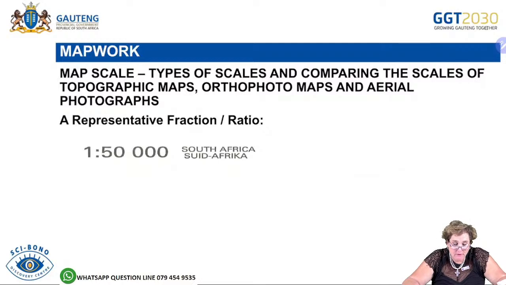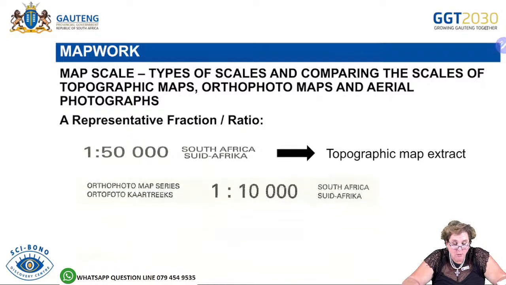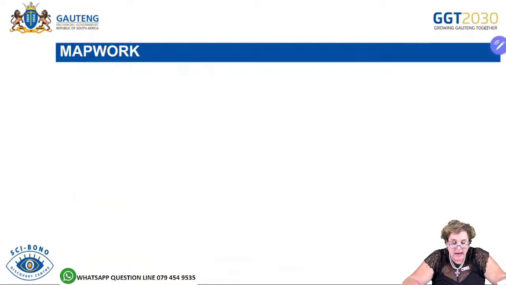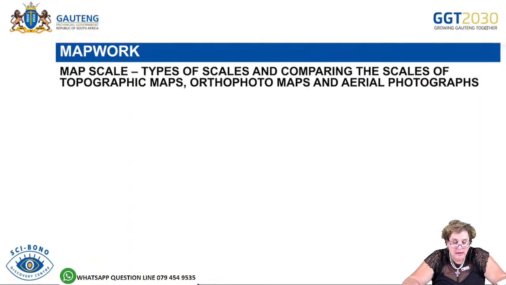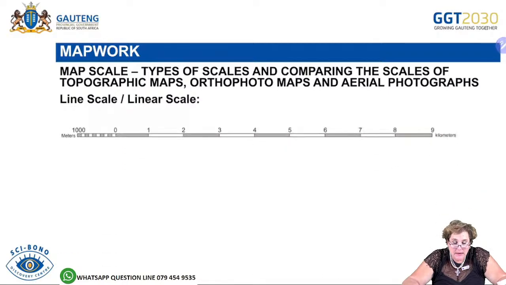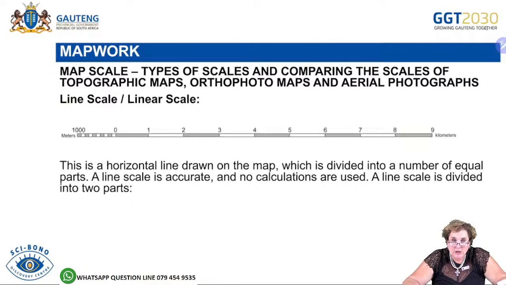On a topographic map, it will look like this. And then on the orthophoto map, your scale will be 1 to 10,000. That's a ratio scale. The line scale appears at the bottom of the map. It looks like this. It's a horizontal line drawn on the map, which is divided into a number of equal parts. A line scale is accurate and no calculations are used.